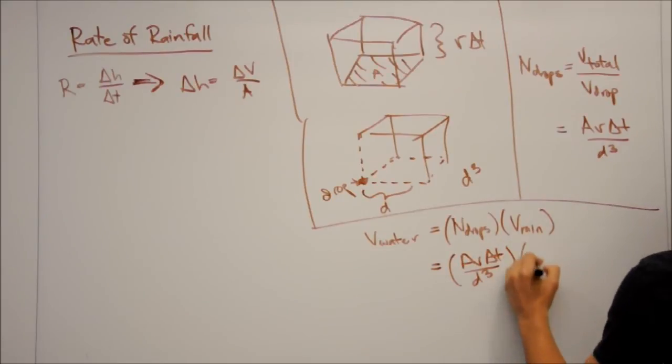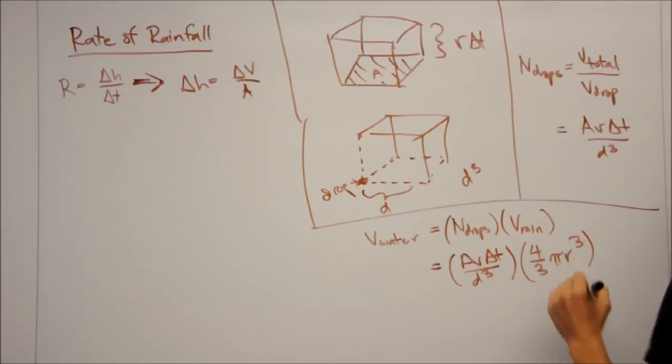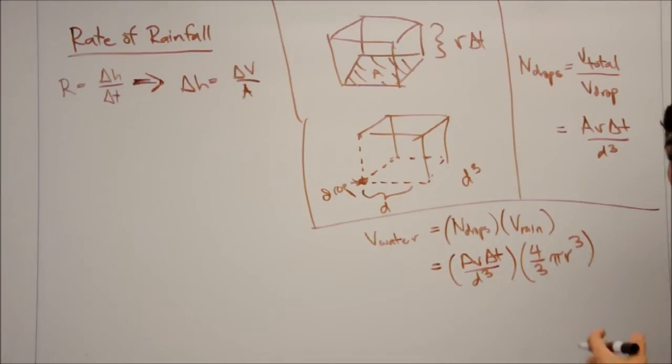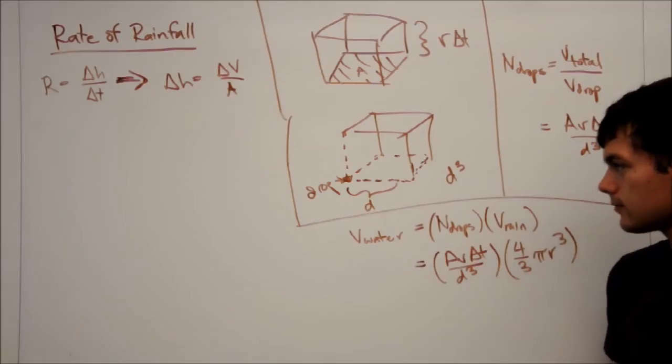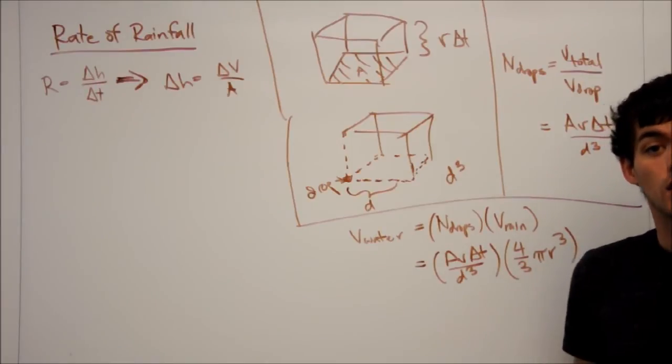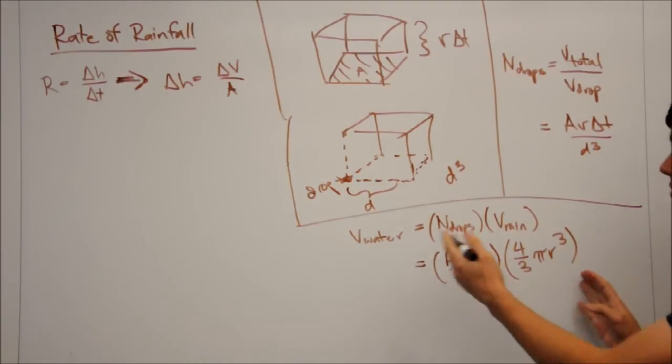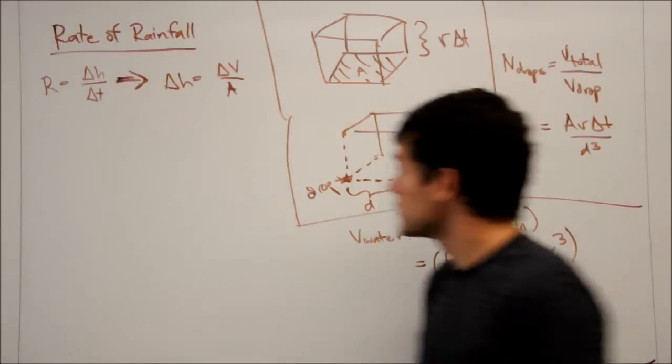And then the volume of a raindrop, we're just going to say, is 4/3 pi r cubed. We're going to assume it's spherical and that it has some average radius r. So now this is going to be the total volume of water that falls in that box. So now all we have to do is take this information about the volume of water and plug it in right over here.